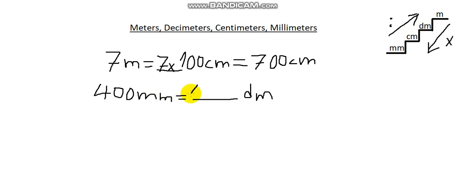which means I would take 400. Since I'm moving up the ladder, I would need to divide it by 100. And as we mentioned in class, how do I solve 400 divided by 100? Well, I cross out 2 zeros here, so 2 zeros here, and what I'm left with is just 4. So 400 millimeters is 4 decimeters.